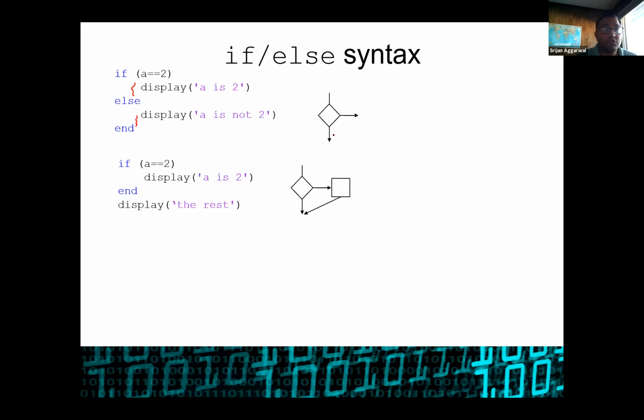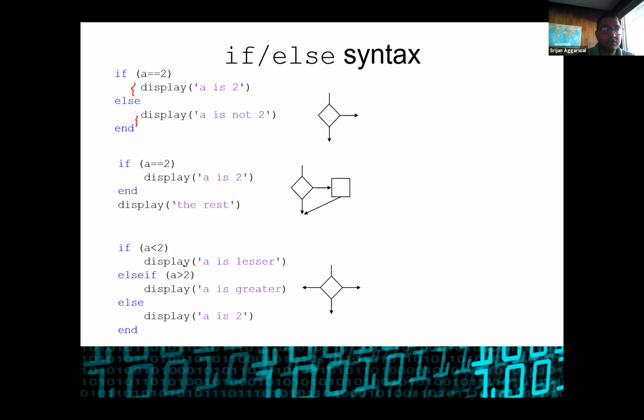So here it's showing the logical flow of things. In the first case, if something is true, it goes here, else it goes here. In this case, if something is true, it goes here. Otherwise, it just goes here by default, right? And then it returns back here anyway again.